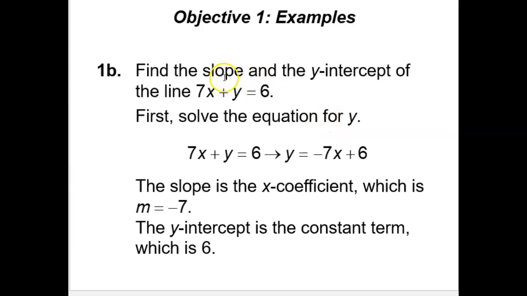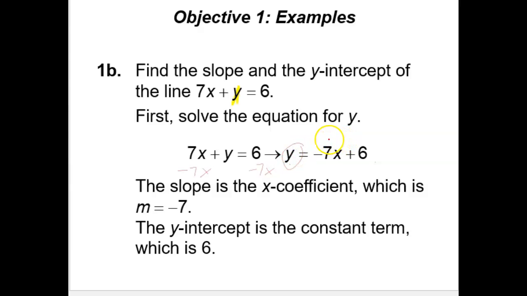Now this one, I have to find the slope and the y-intercept, but I'm not already in slope-intercept form. I have to get the y by itself. This one's actually a little easier than the ones we just did a couple slides ago. So I want to isolate the y. What I do is I subtract 7x from both sides. So what they didn't show you was they subtracted 7x from both sides, and that left them with a y on the left equals negative 7x plus 6. I have the y alone. I don't need to divide because it's just one y.